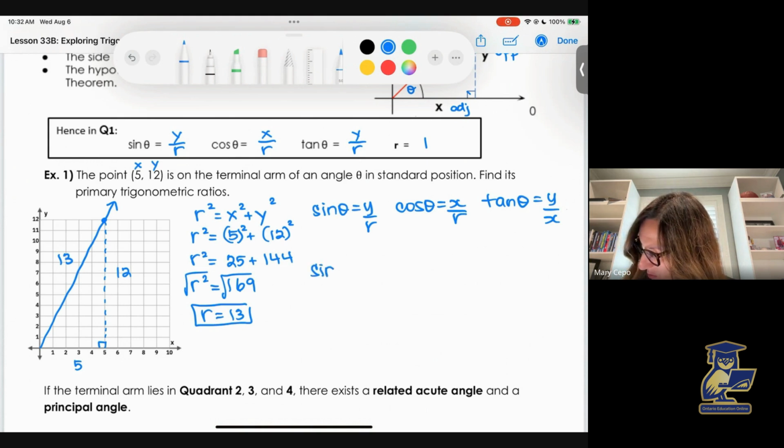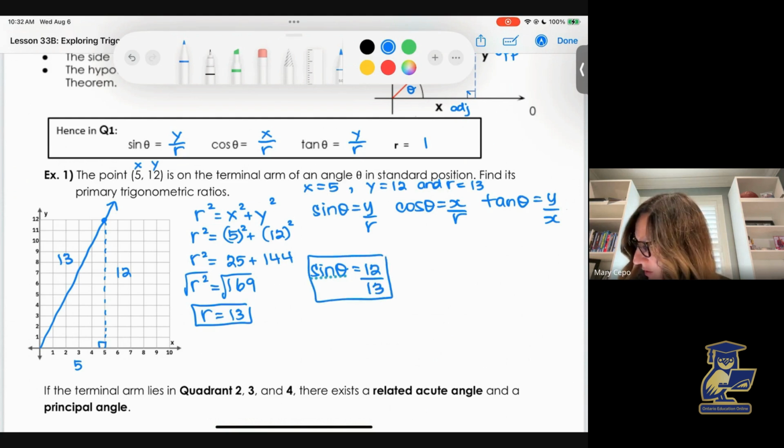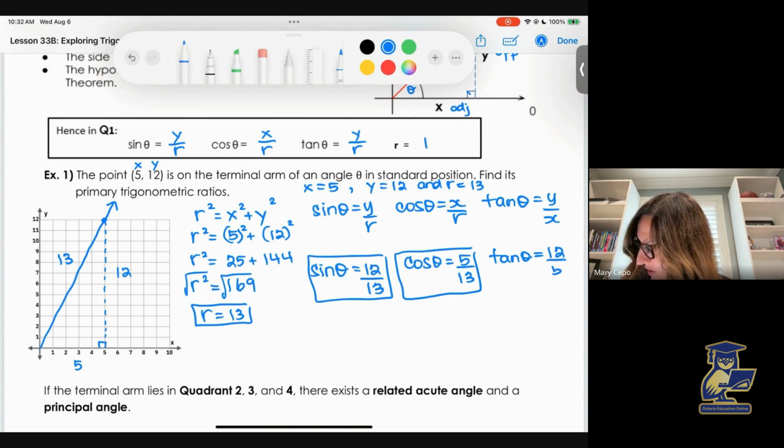So for sine theta, I like to list what my coordinates are, so it's a little bit easier. We have x is equal to 5, y is equal to 12, and r is equal to 13, which we calculated. So sine theta is y, which is 12 over 13. Cosine theta is equal to x, which is 5 over the radius 13. And then tan theta is equal to y, which is 12, over x, which is 5. You would just leave it as a fraction. No need to put into decimal ever. We want to leave it as exact.